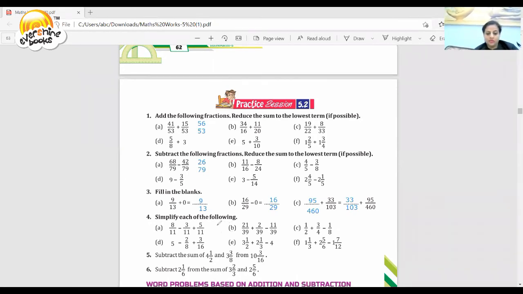Likewise, you are going to do all the sums. Subtract the sum. Sum means you have to add both the numbers and then you have to minus it from 10. Subtract 2 whole number 1 upon 6 from the sum. From the sum means you have to add the numbers and you have to minus it from 2 whole number 1 upon 6. Likewise. Now we will do 5.2 exercise. In that we will do problem sums.